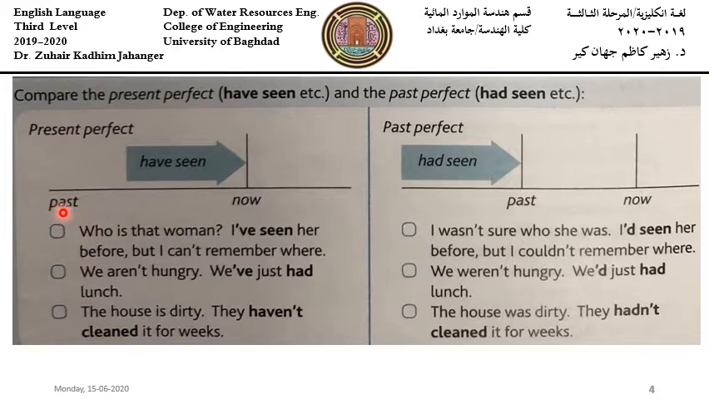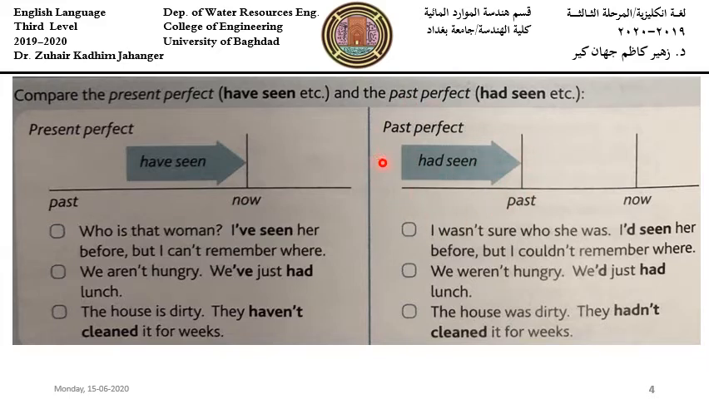So for the present perfect, study these examples. Who is that woman? I've seen her before, but I can't remember where. We aren't hungry. We've just had lunch. The house is dirty. They haven't cleaned it for weeks. That's the present perfect.